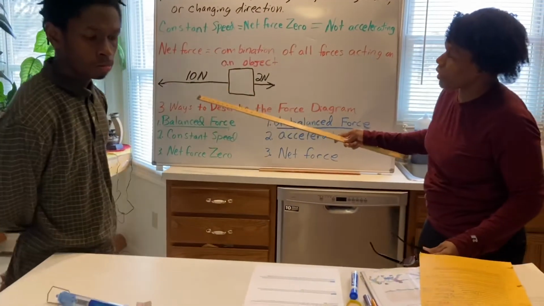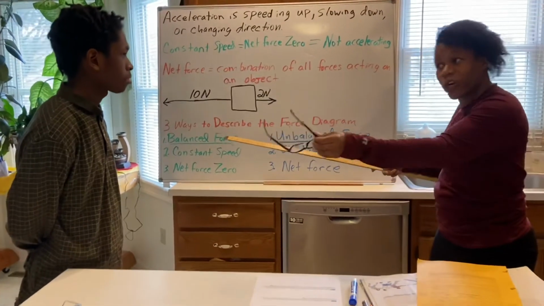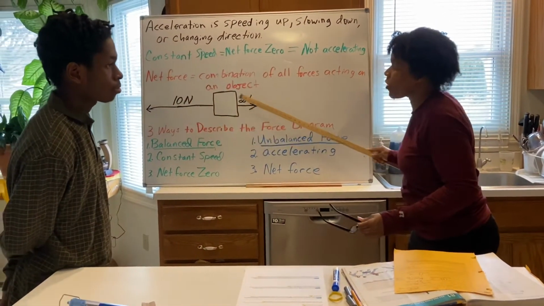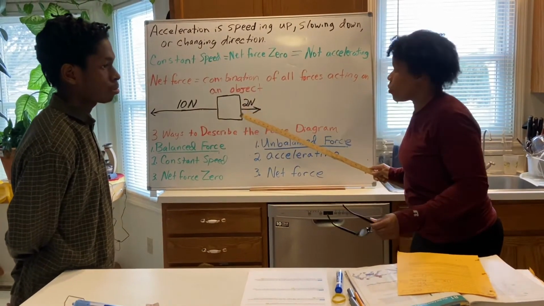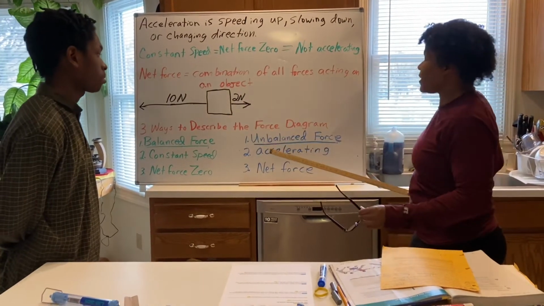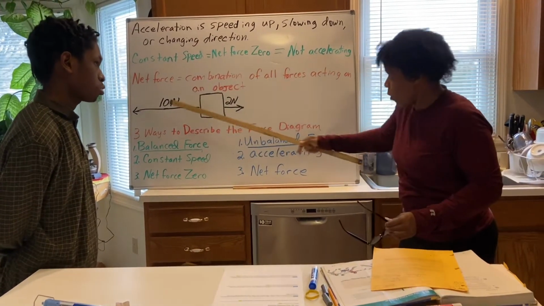We can say it's either balanced, constant speed, or net force 0. Or we can say it's unbalanced, accelerated, or has a net force. In this case, class, James already said, and he said correctly, this is unbalanced. This is not the same as this, so therefore it's unbalanced, which means that this particular force diagram is accelerating. We have acceleration here.